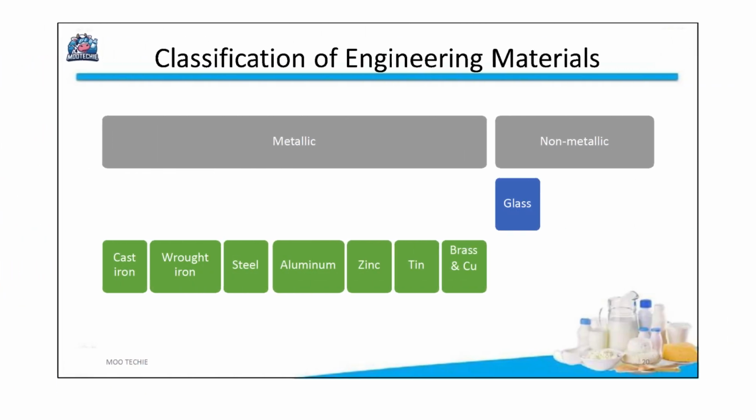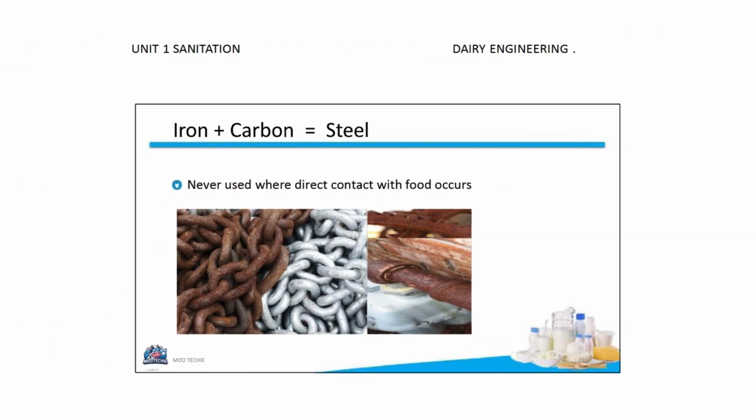Engineering materials are broadly classified into metallic and non-metallic. Metallic materials include cast iron, wrought iron, steel, aluminum, zinc, tin, brass, and copper. Non-metallic materials include glass and various plastics. It's important to note that basic iron is never used where it has direct contact with food.